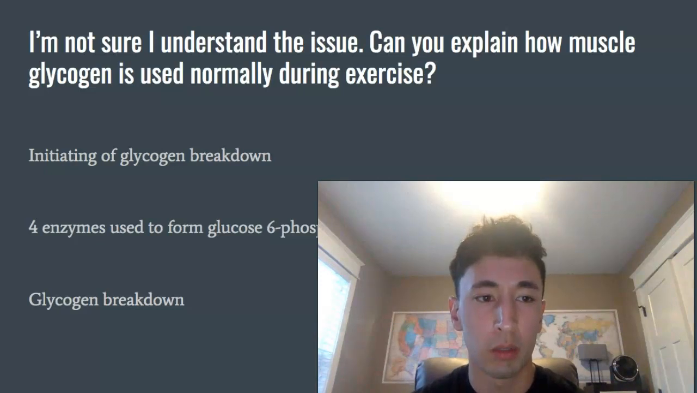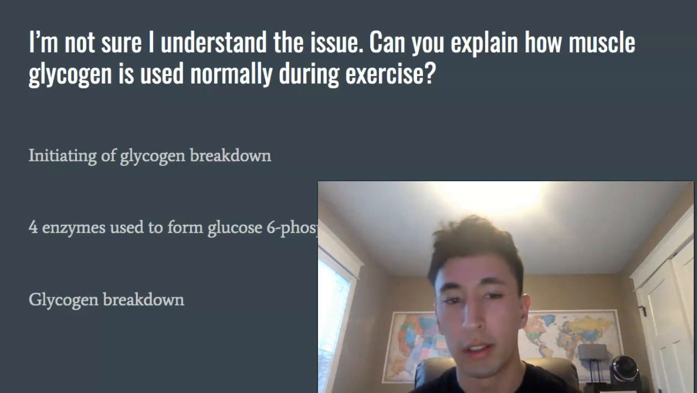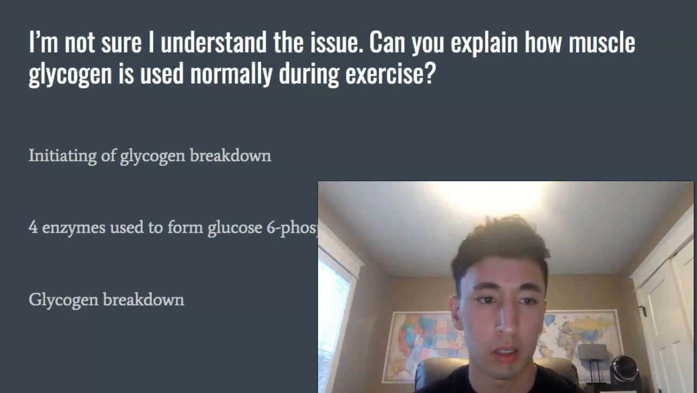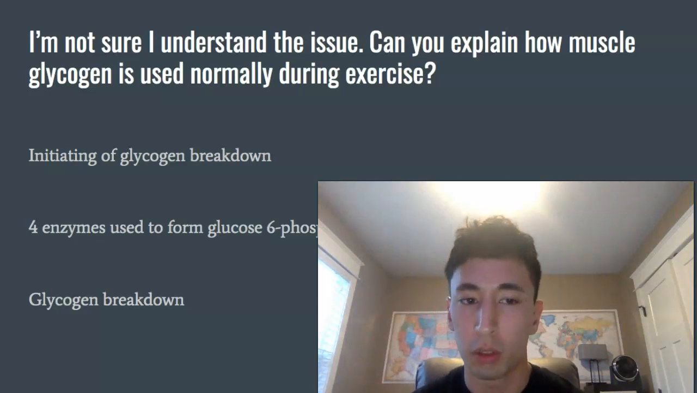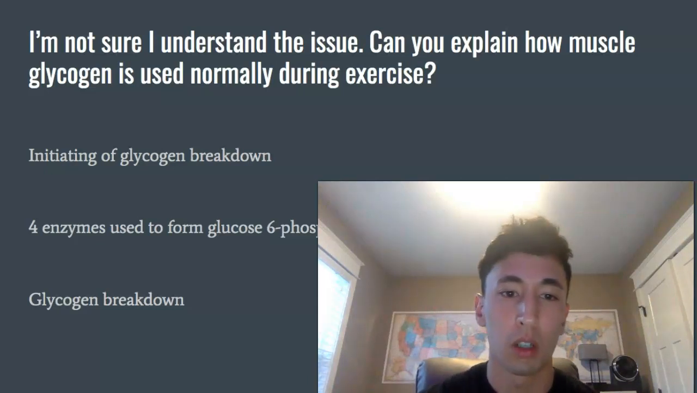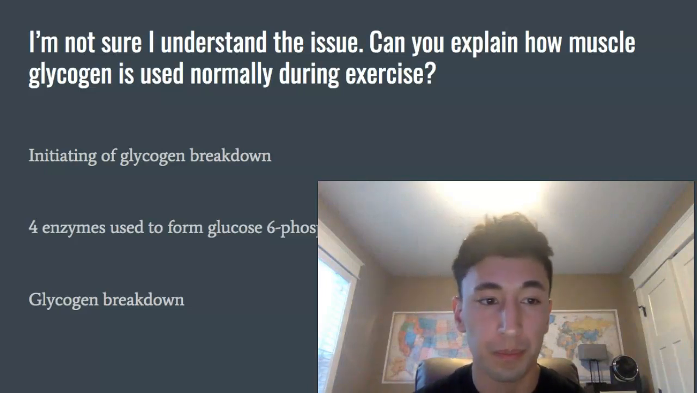Then the final enzyme, phosphoglucomutase, is used to transfer the phosphate group from carbon 1, moving it right over to carbon 6 to form glucose 6-phosphate. And then that glucose 6-phosphate is used in glycolysis to make ATP.